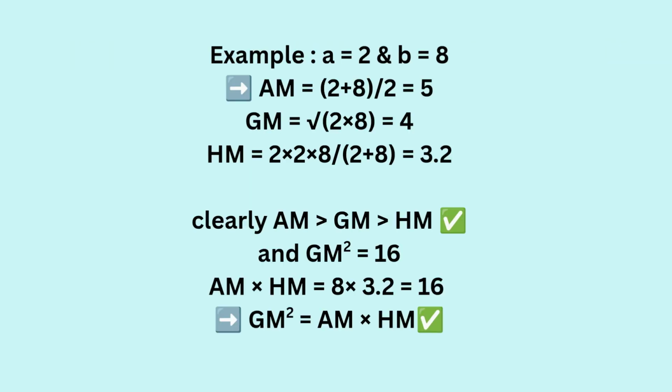Let's take two easy numbers, a is equal to 2 and b is equal to 8. Implies that AM is equal to 5, GM is equal to 4, HM is equal to 3.2. Notice that AM is greater than GM is greater than HM. The relationship holds true. Using our previous values, GM square is equal to 16, AM into HM is equal to also 16. This confirms the powerful relationship between the three means.